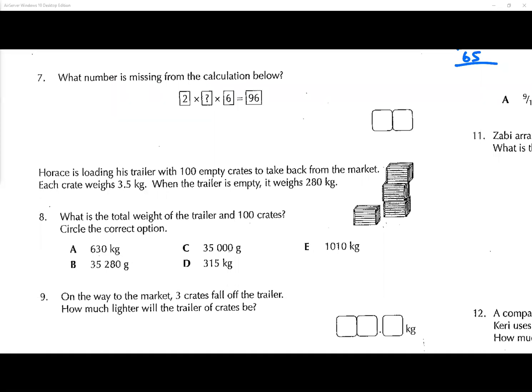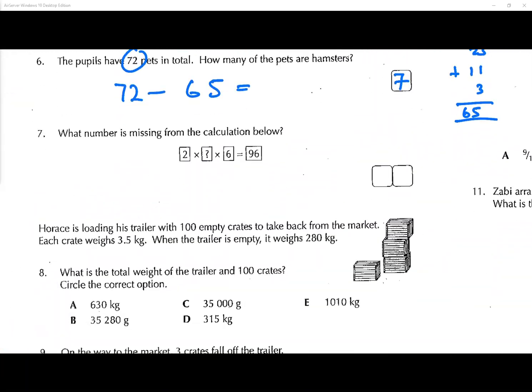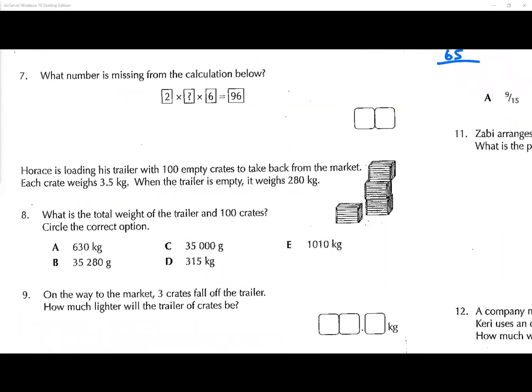Question number 7. What number is missing from the calculation below? So we need Mahir, please come and join us on this question, please. I've done all the nice, easy questions for you up to question number 6. Number 7. So what was your approach for this question?